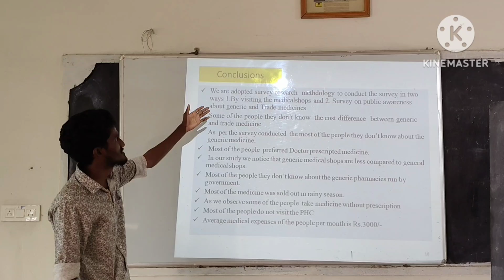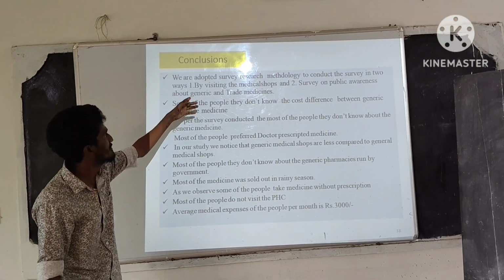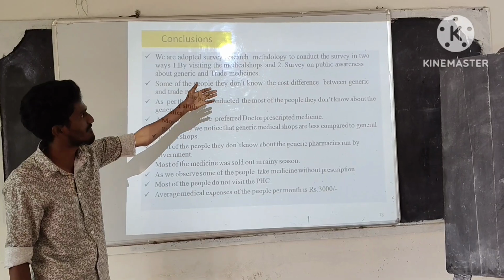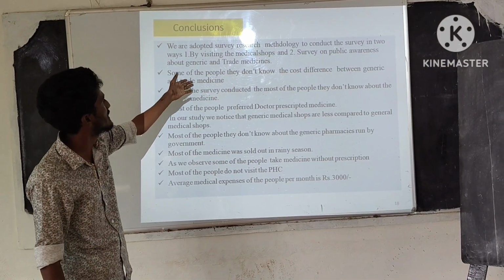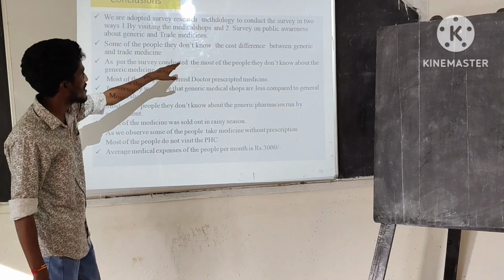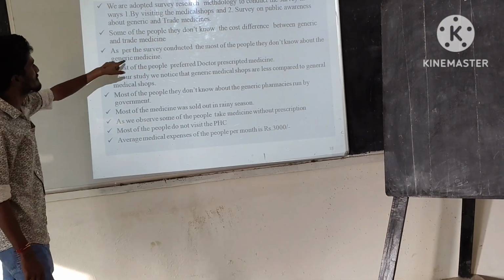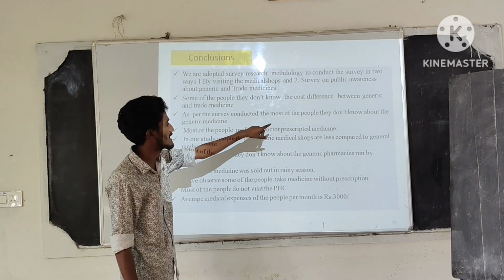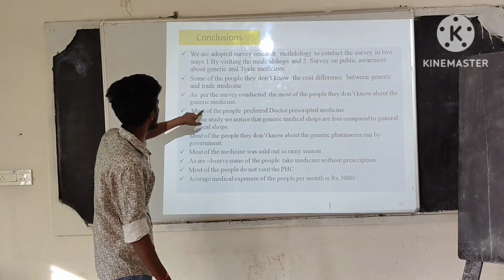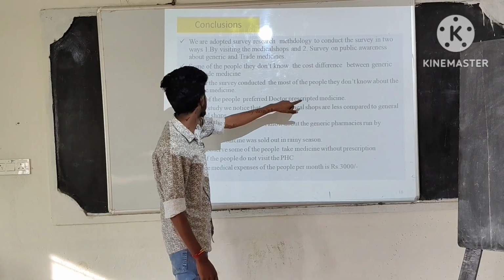Conclusion. Here we adopted survey research methodology and conducted the survey in two ways. One, by visiting the medical shops, and two, by surveying public awareness about the generic and trade medicine. Some of the people don't know the cost difference between generic and trade medicine. As per the survey conducted, most of the people don't know about the generic medicine. Most of the people prefer doctor prescribed medicine.